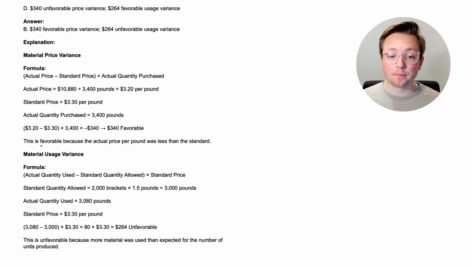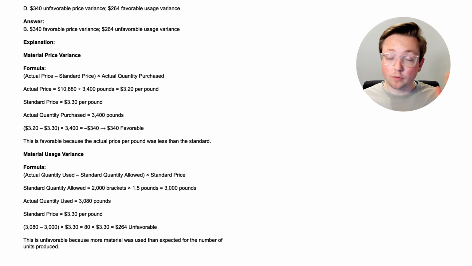And so let's think about that. This is favorable because the actual price per pound was less than the standard. And that makes sense. You look at this, $3.20 is less than the standard, $3.30. And because this is money that they're paying, not money that they're earning, it's favorable because they spent less money.